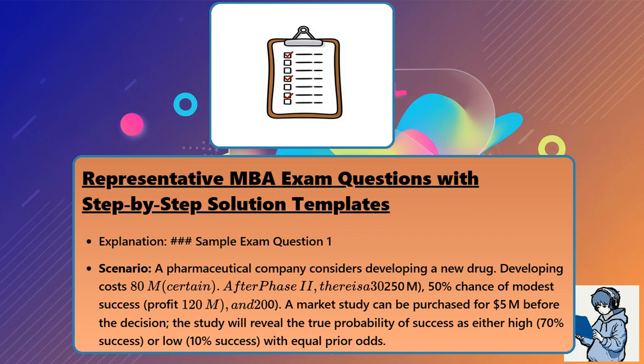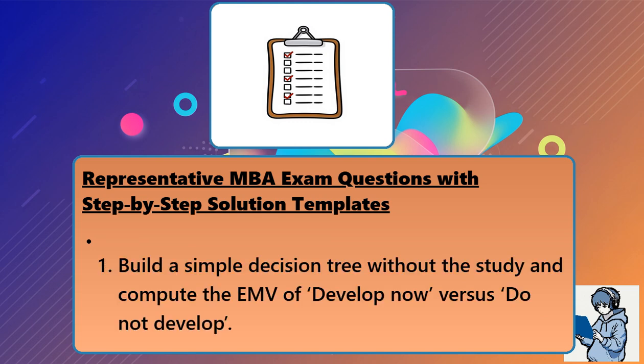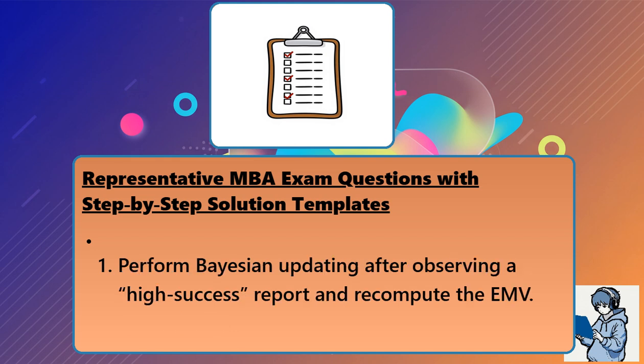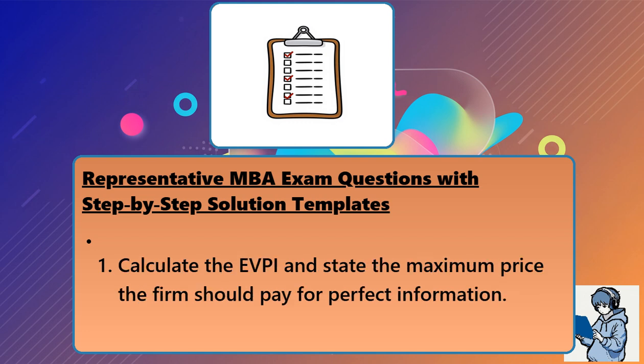The study will reveal the true probability of success as either high, 70% success, or low, 10% success, with equal prior odds. Tasks. 1. Build a simple decision tree without the study and compute the expected monetary value of develop now versus do not develop. 2. Perform Bayesian updating after observing a high success report and recompute the expected monetary value. 3. Calculate the expected value of perfect information and state the maximum price the firm should pay for perfect information.